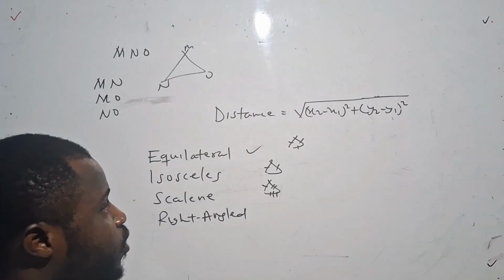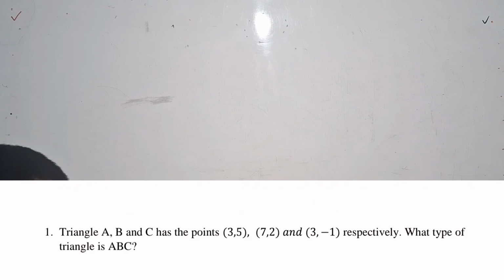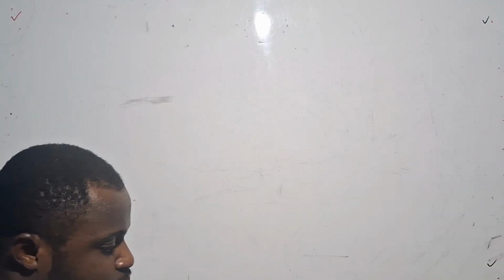So let's take our first question on this. Triangle ABC has the points 3, 5, 7, 2, and 3, -1 respectively. What type of triangle is ABC? Respectively means the first name goes with the first point, the second with the second, and the third with the third.